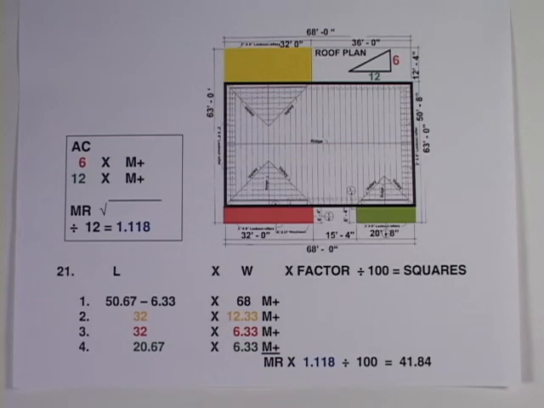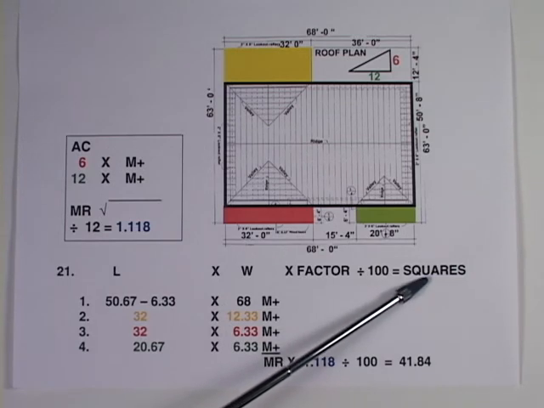First off, what is a square? A square is an area of roofing that is 10 feet by 10 feet. In other words, a total of 100 square feet. That's why we're going to divide by 100. That's our factor for roofing to get squares.